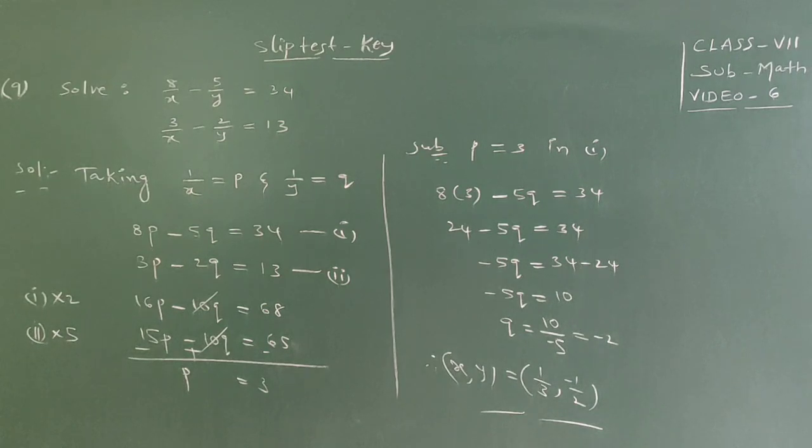Already we have taken 1 by x as p and 1 by y as q. So p value 3 means 1 by x is 3, x is 1 by 3, y is minus 1 by 2.